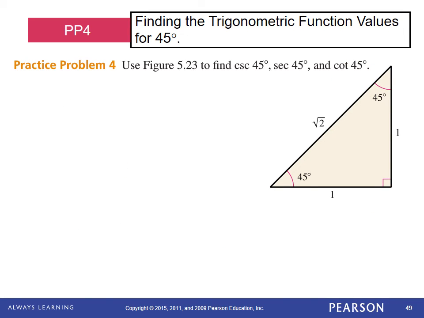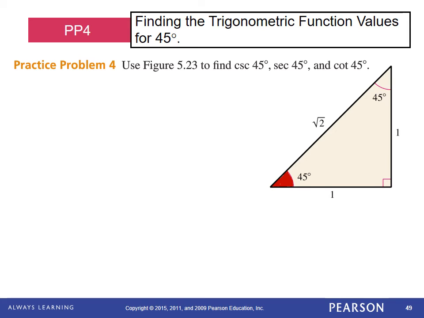All right, practice problem number 4. Let's go for it here. So use figure 5.23, which is right here on the right-hand side. Can you find cosecant of 45 degrees, secant of 45 degrees, cotangent of 45 degrees? So notice, I'm just giving you an angle measurement. That's it. There's no tying to a triangle, even though we are going to tie this to a triangle. But we should see that the problem itself is just giving us an angle. That's it.